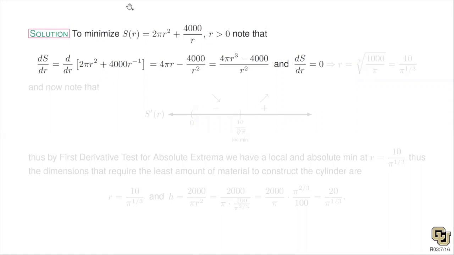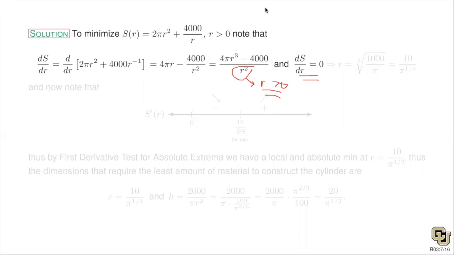So the derivative is undefined at r equal to 0, but I claim here that r has to be greater than 0. Since r is measuring a radius, if the radius was 0, obviously the volume would not be 2000. So r has to be greater than 0. Therefore, I don't have to worry about 0 being a critical point. So I'm only concerned with where the derivative is equal to 0, not where it's undefined, because it would be undefined at 0, but we're not allowing r to equal 0.